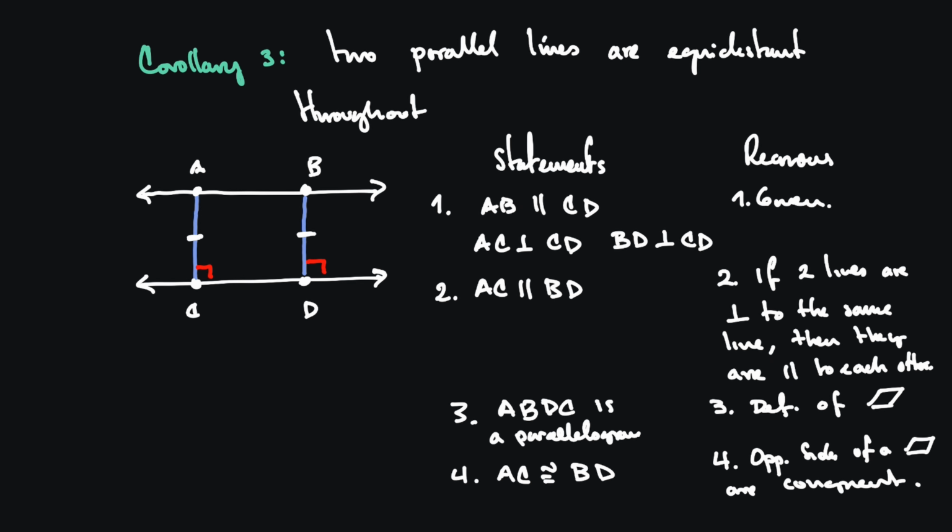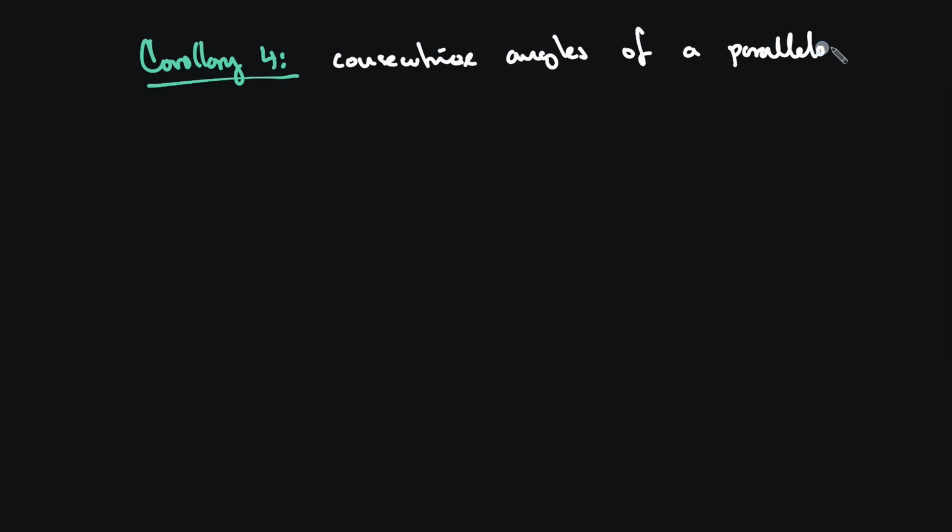We have a corollary 4. Corollary number 4 states that consecutive angles of a parallelogram are supplementary. If you remember, two angles are supplementary if, when you add their measurements, they are equal to 180 degrees. Okay, so let's try an example in which we apply some things like this.